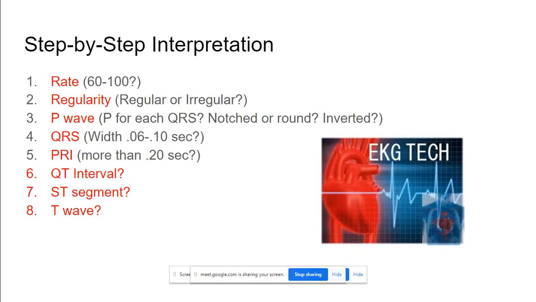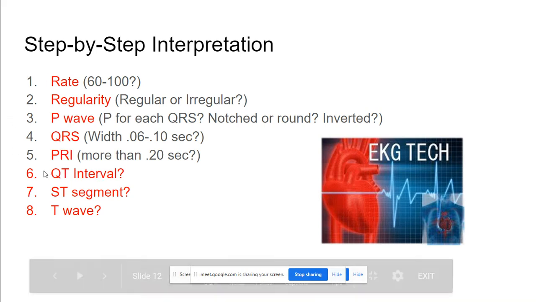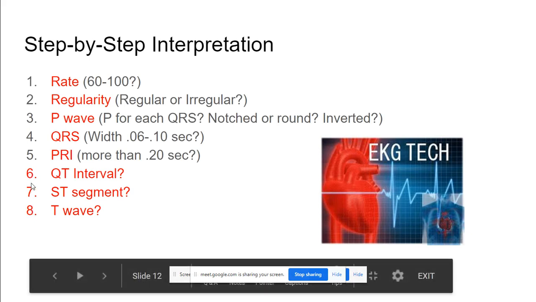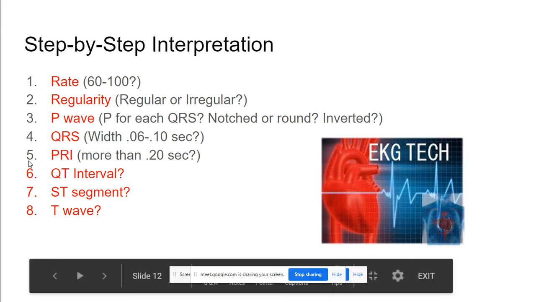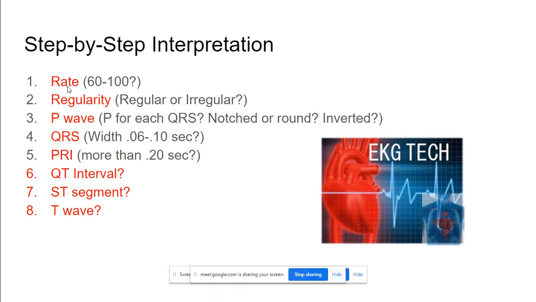All right, so step-by-step interpretation, what I want you to always do is use these first 5 steps. Sometimes you have to use these extra 3 steps, but for the most part with rhythms that you guys are identifying, steps 1 through 5 are going to be enough. But I always say start with the rate, and that's going to tell you whether it's Brady or tachy or if it's a normal rate. Then the regularity, is it regular or irregular? And as you go through these steps, you can narrow down what type of a rhythm you have.